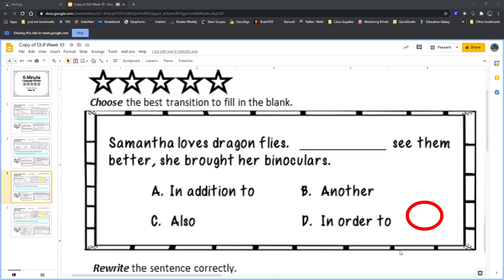In order to. Okay, let's see. Samantha loves dragonflies. In order to see them better, she brought her binoculars. That transition would work fantastically. The binoculars are there so that she can see them. Because they're probably too far away from her, she can't really see them very well unless she uses the binoculars to see further away. And it could be because dragonflies can get scared if you walk too close to them and they'll fly away. Maybe she has to use the binoculars so she doesn't scare them off.